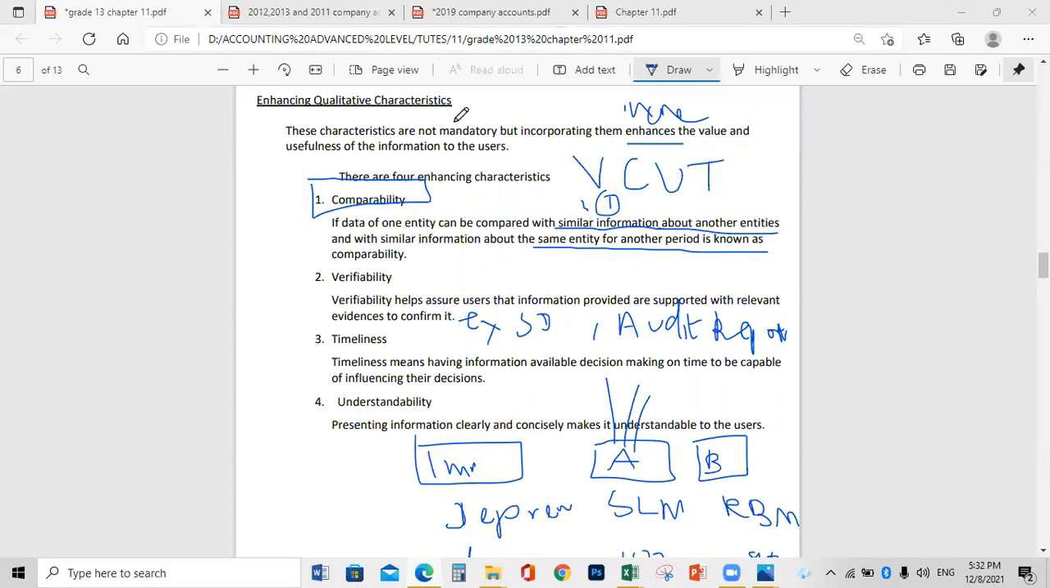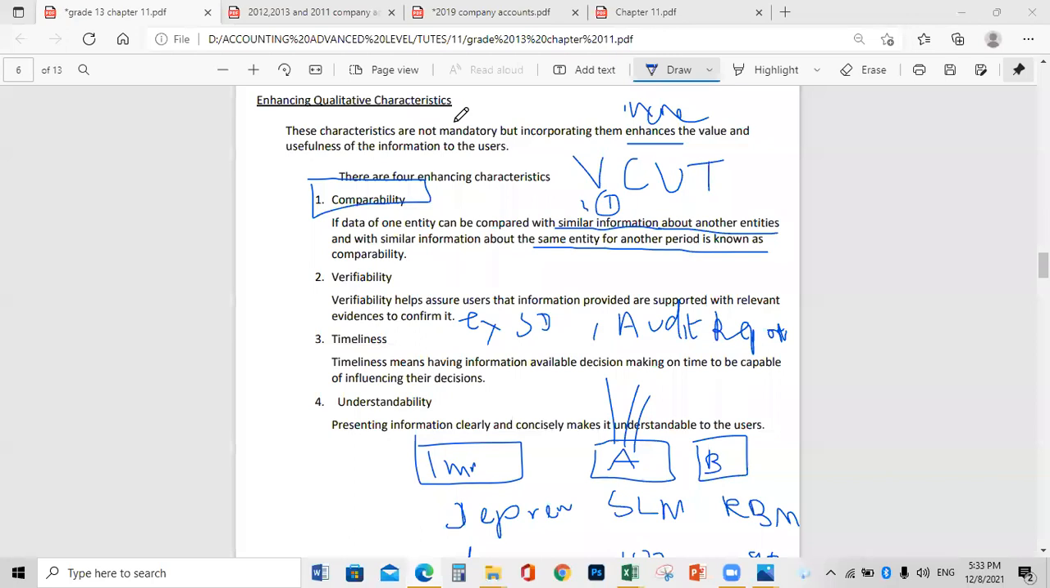Understandability. Guys, now the problem is usually users don't have very much knowledge about accounts. For example, all the rich people haven't studied accounting, right? All the people who have money, have they studied accounting? You can't say that. Even doctors are rich, they have money. Now they want to come and invest in our business. They come and read our financial statements and can't understand. Will they feel like investing?